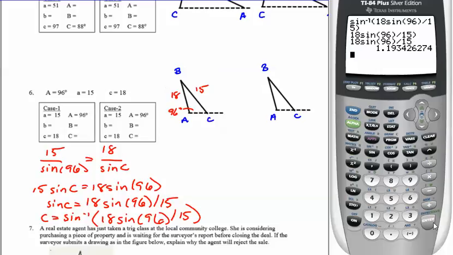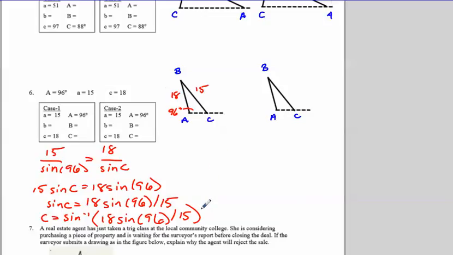Okay, this number is bigger than 1, and remember that you can only do inverse sine of a value that's between -1 and +1, and that's why it didn't work here. But what this is telling us in this case is that there is no angle that can have this sine, which means that this case cannot exist. So actually, there are 0 triangles.